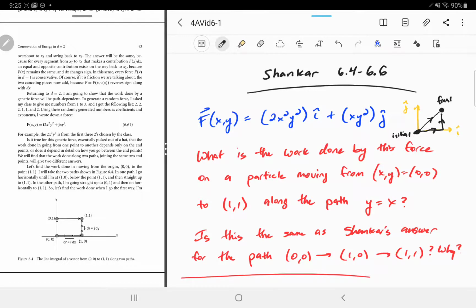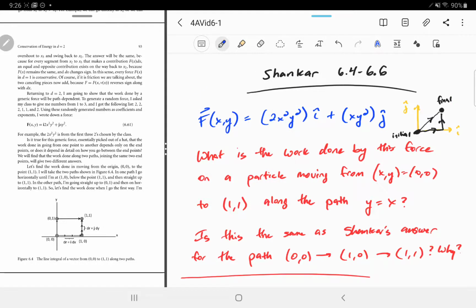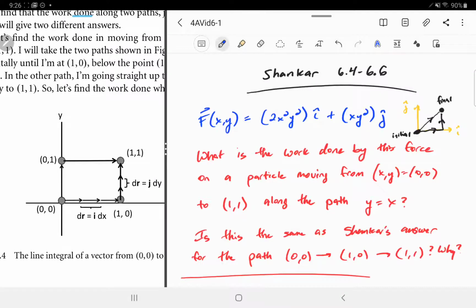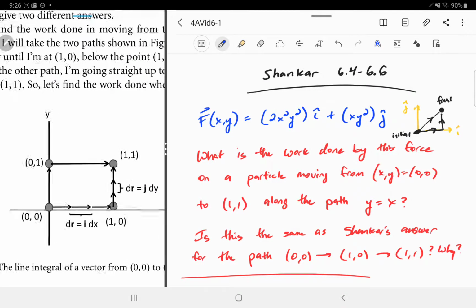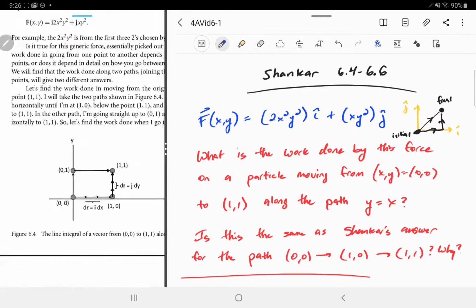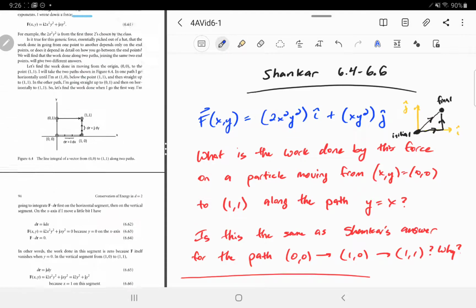So we're starting at the origin, at the point 0, 0. I labeled it the initial point right here. And we're going to go to the point 1, 1, x equals 1 and y equals 1. Now, your book does this via two paths: 0, 0 to 1, 0, and then 1, 0 to 1, 1, like going to the right and then up. They compute the work done by that path, and then they do it again going up first and then over to the right. And they get two different answers.